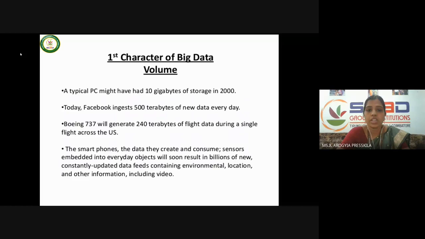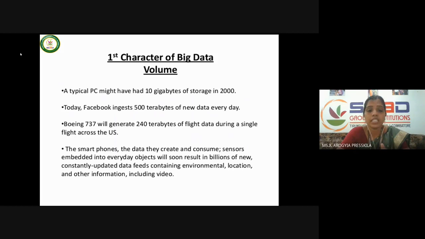First, volume. In 2000, a personal computer had only 10 gigabytes of storage. Today, Facebook shares 500 terabytes of new data every day. A Boeing 737 generates 240 terabytes of flight data during a single flight. Smartphones also create data and consume data.